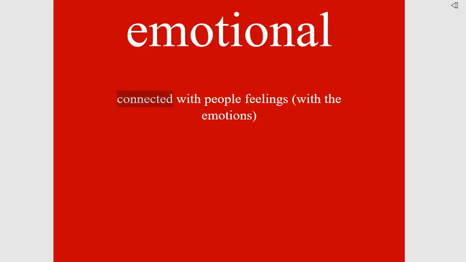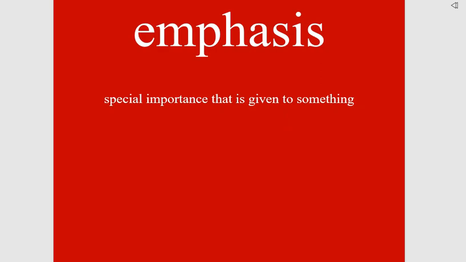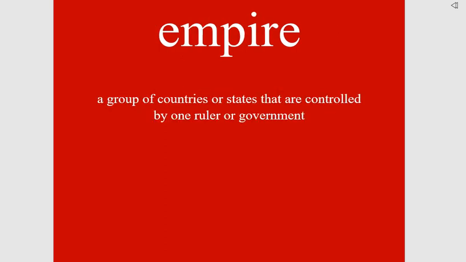Emotional. Connected with people's feelings, with the emotions. Emotionally. In a way that is connected with people's feelings, with the emotions. Emphasis. Special importance that is given to something. Emphasize. To give special importance to something. Empire. A group of countries or states that are controlled by one ruler or government.